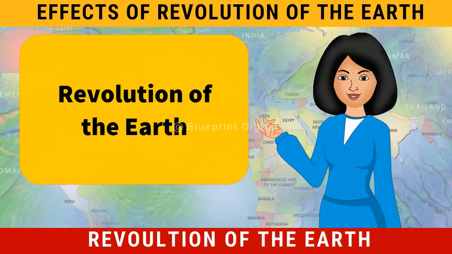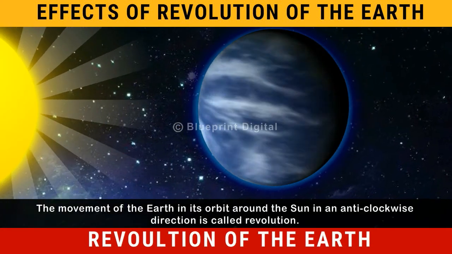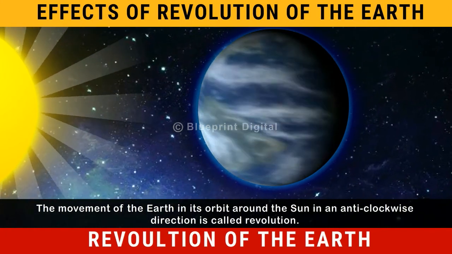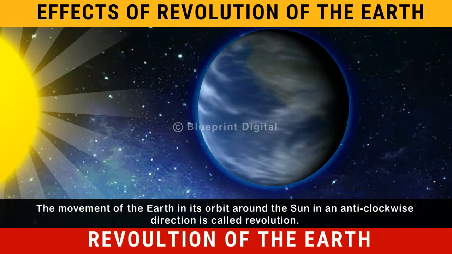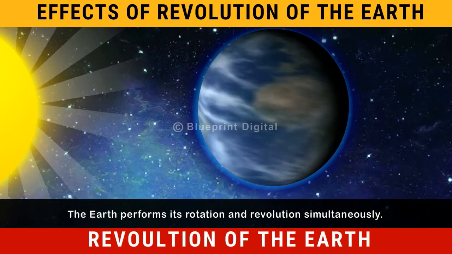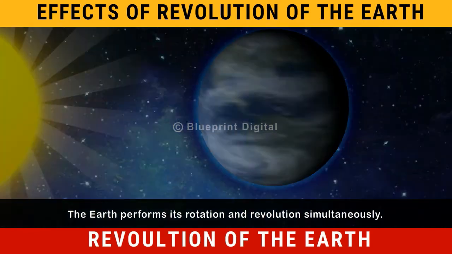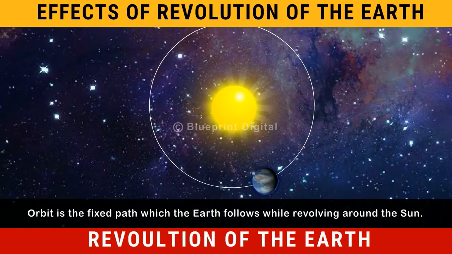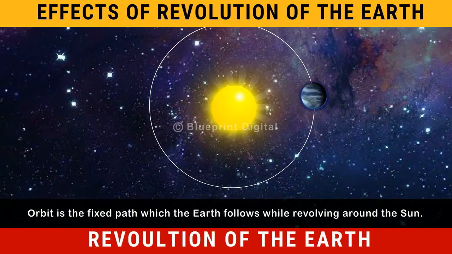Revolution of the Earth. The movement of the Earth in its orbit around the Sun in an anti-clockwise direction is called revolution. The Earth performs its rotation and revolution simultaneously. Orbit is the fixed path which the Earth follows while revolving around the Sun.